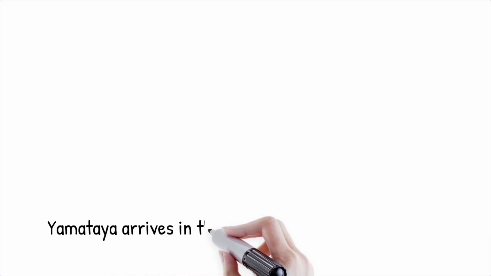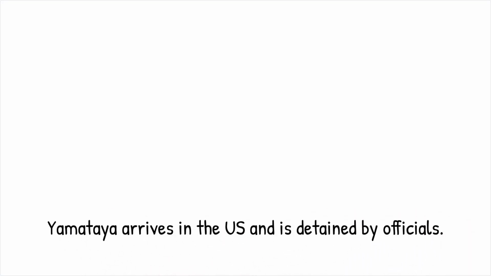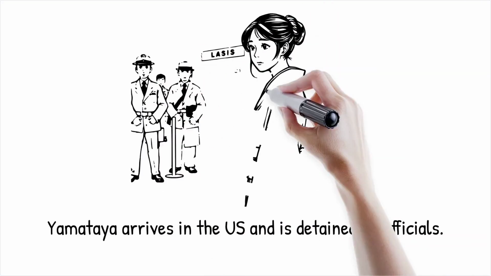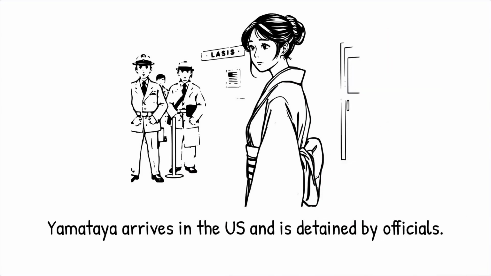Kaoru Yamataya arrived in the U.S. in July 1901, landing in Seattle. 4 days after her arrival, immigration officials detained her, alleging she was likely to become a public charge, a ground for deportation under the Immigration Act of 1891.